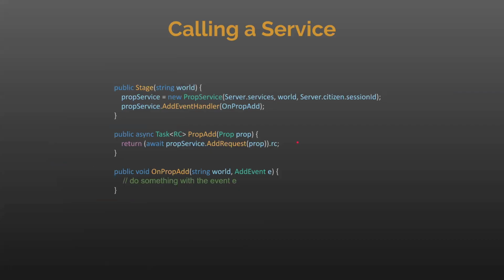To call a service, you just, for example, new up a prop service. You can add an event handler, like when somebody adds a piece of property, you want it to call this event handler. And if you want to add property, you just do that, and you notice it's using NATS's asynchronous system, where you can just await on that, and it's very simple. There's no callback hell or anything like that. I use async and await in C#.